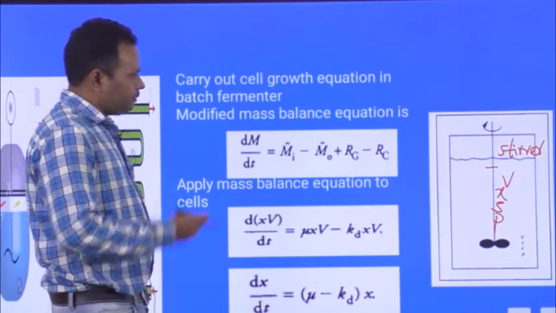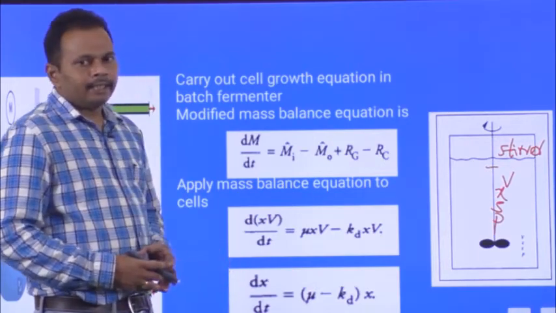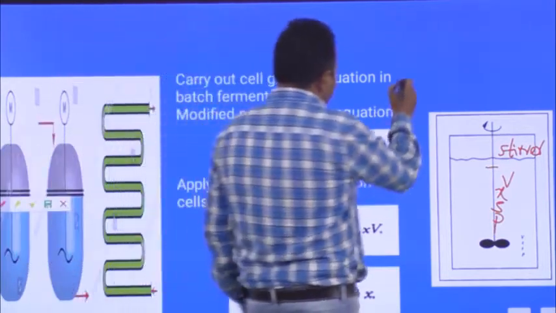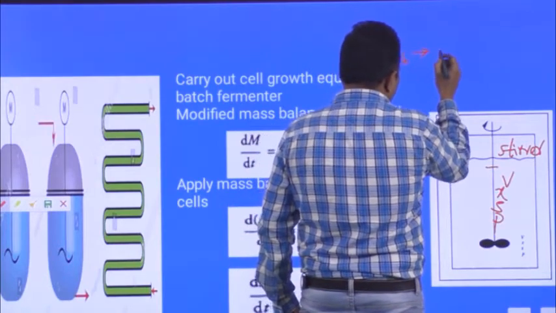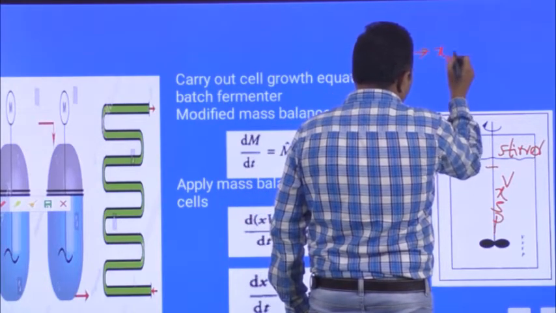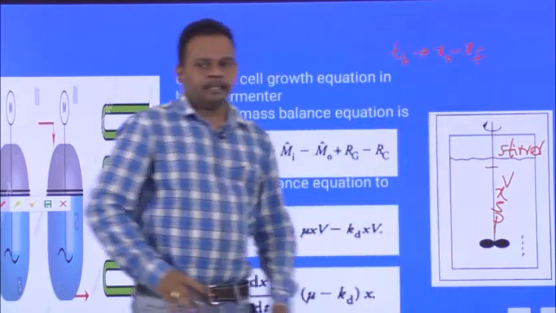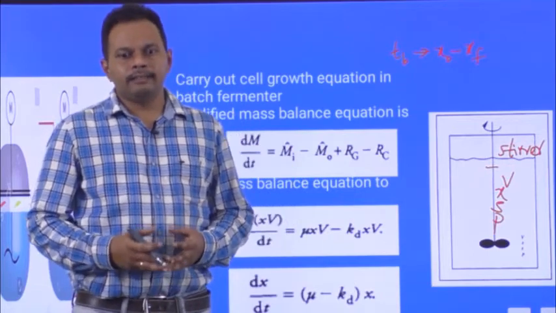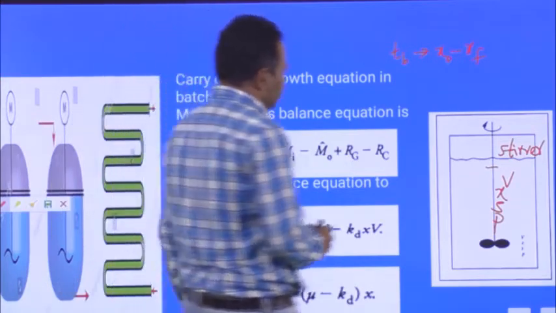So here first, in this batch fermenter, our target is to find out the batch time required, that is t_B, the batch time required to increase the cell concentration from X0 to X_F. So in this batch fermenter, our target is to find out the batch time required to increase the cell concentration from inoculum to the final value. X0 is the inoculum concentration.